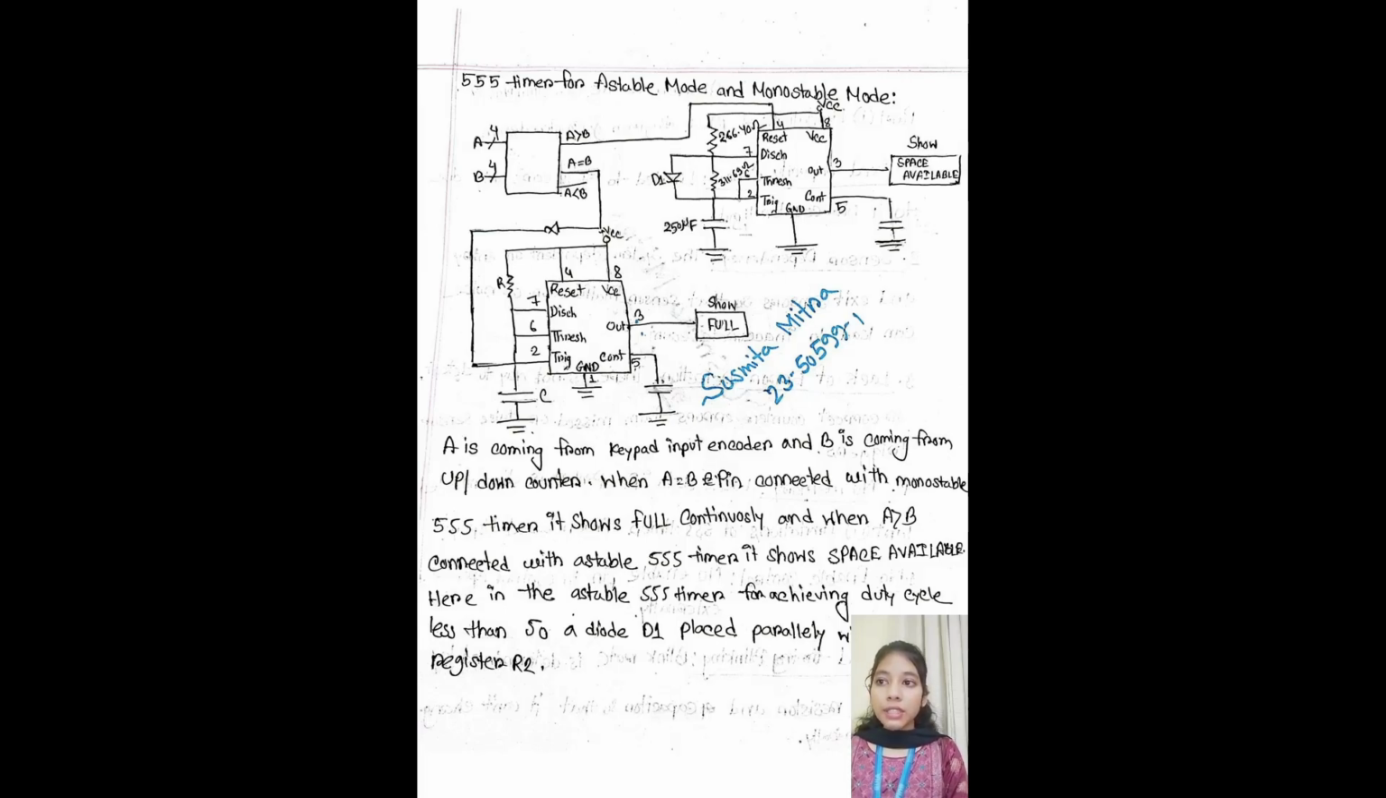The reset pin is tied to VCC to prevent accidental resets, and timing components are connected to pins 6 and 7. When A is greater than B, indicating space is available, it triggers the astable 555 timer. In this mode, pins 6 and 7 are connected to resistors R1, R2 and capacitor C, with a diode T1 across R2 to achieve a duty cycle below 50%. The output of this timer brings the space available display according to the calculated values of TH and TL times. This design ensures the correct message is shown, either steady or blinking, based on real-time parking conditions.